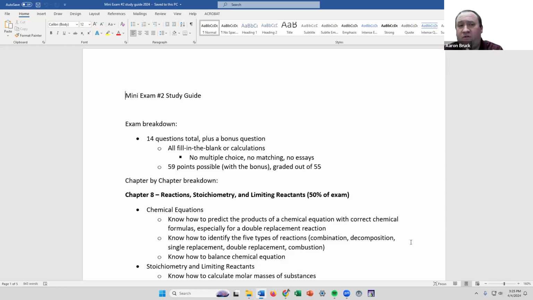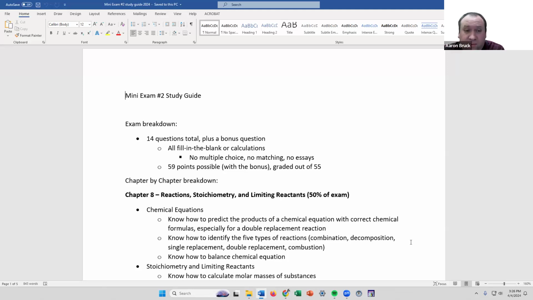So, first and foremost, the exam itself is a 14 question exam. There's also a bonus question in it. All of the exam questions are fill in the blank or calculation questions. There are no essays, no multiple choice, no matching, nothing other than just the work itself. It really should match up very well with what we've been doing for the past 4 weeks in class.